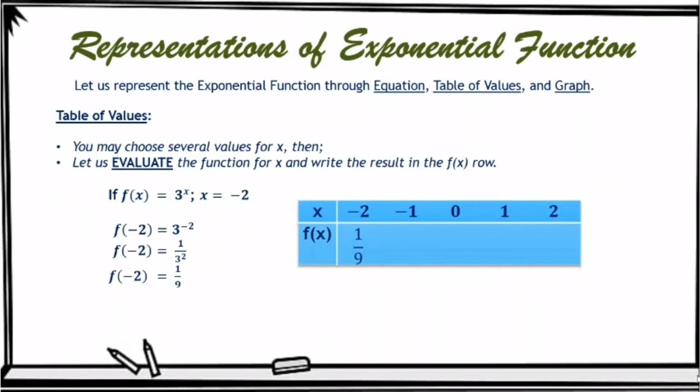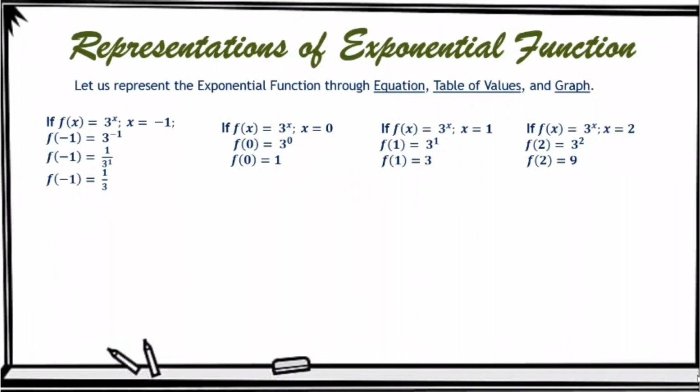So let's have negative 1. Substitute all x by negative 1. So that would be f of negative 1 is equal to 3 raised to negative 1. Again, apply the law of negative exponent. So that would be f of negative 1 is equal to 1 over 3 raised to 1. Then simplify. That would be f of negative 1 is equal to 1 over 3.